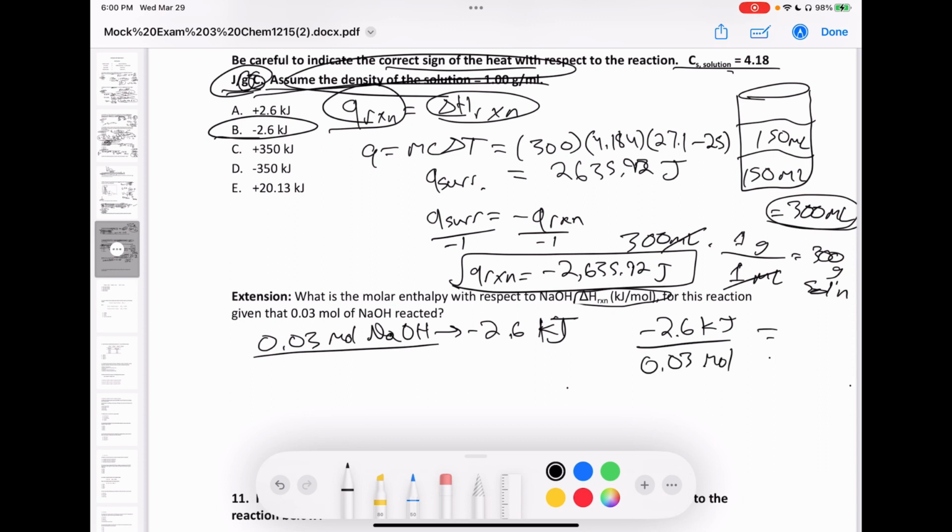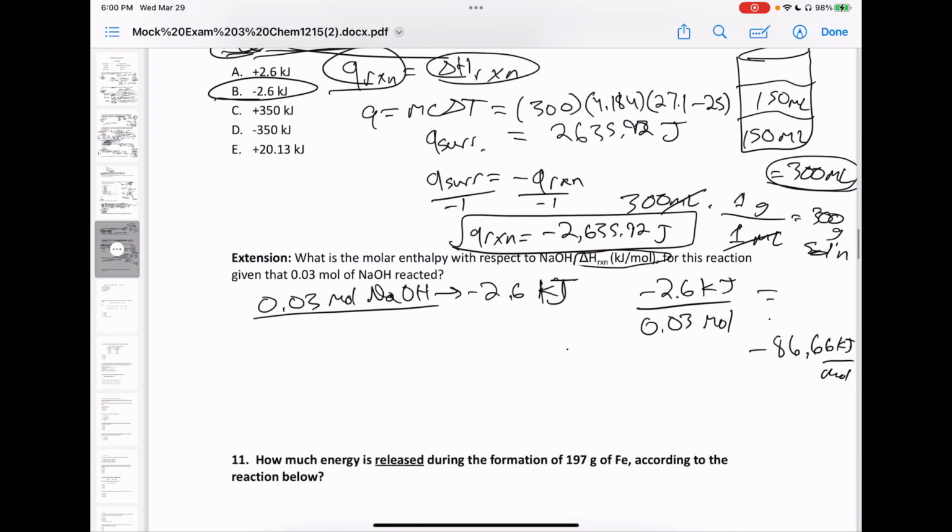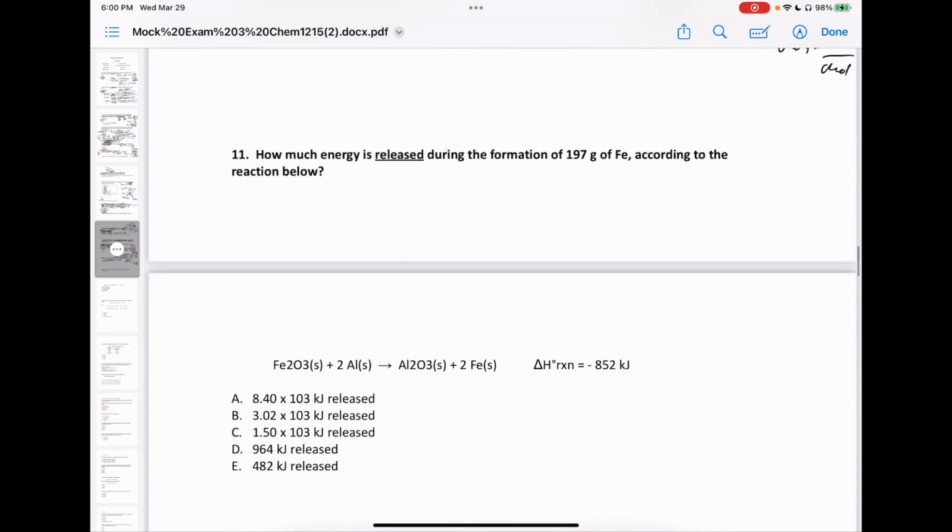And then when you actually divide that out, you'll get the actual molar enthalpy, which is the amount of heat released per mole, which is going to be equal to negative 86.66 kilojoules per mole. There's no answer choice, but I'm pretty sure that's right.